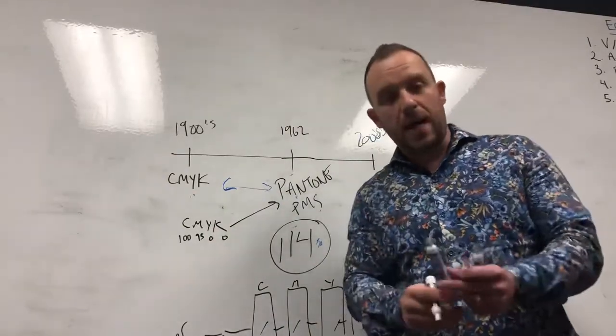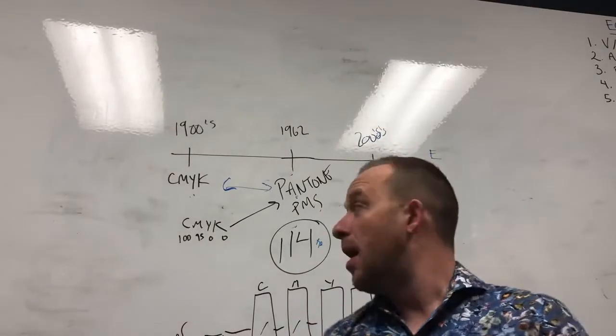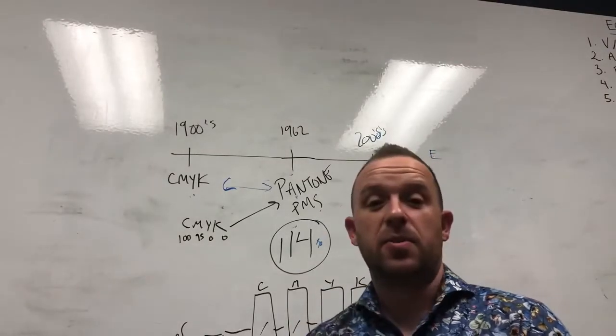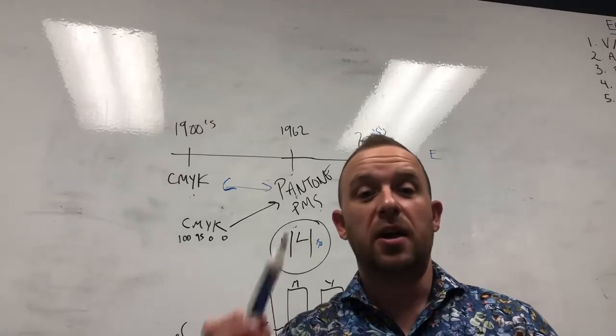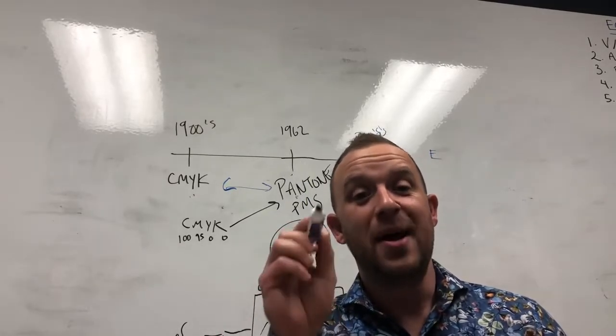I always use this example because what happens if you mix cyan 100%, as much cyan as possible, and as much pink as possible? You're going to get, wait for it, you got it, purple.